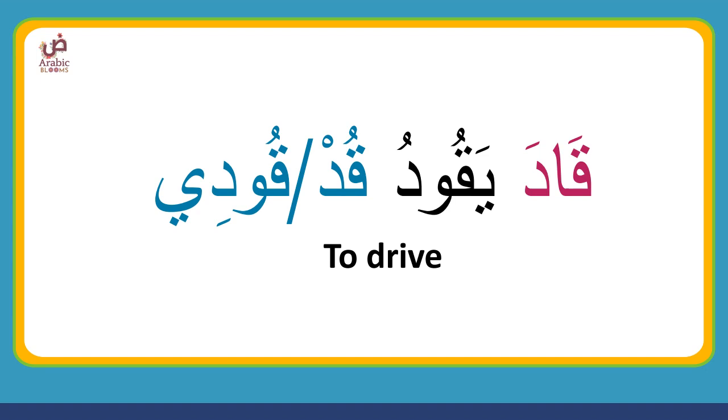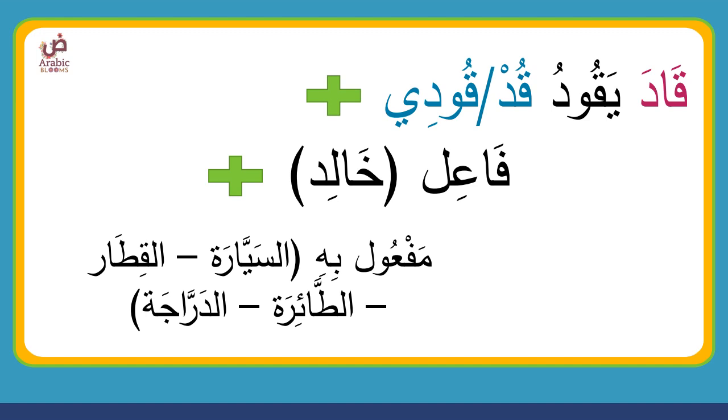Now, how do we form a sentence? Now, we will start, for example, with a verb. We will choose one of the verbs. And then there's a subject, فاعل. In our example here, we will use the name خالد, masculine name. And then مفعول به, which is the object. You can use one of the words that you learned today. السيارة, القطار, which means train. الطائرة, الدراجة.